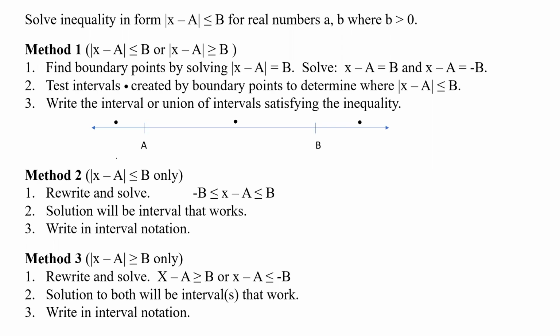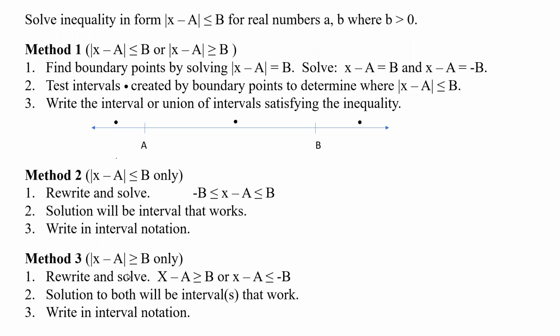Okay, now we're ready for part 2 of 1.6. So here, we're going to start with solving an inequality in the form absolute value of x minus a is less than or equal to b, for the real numbers a and b, where b has to be greater than 0, okay? So we're going to have three methods rather.